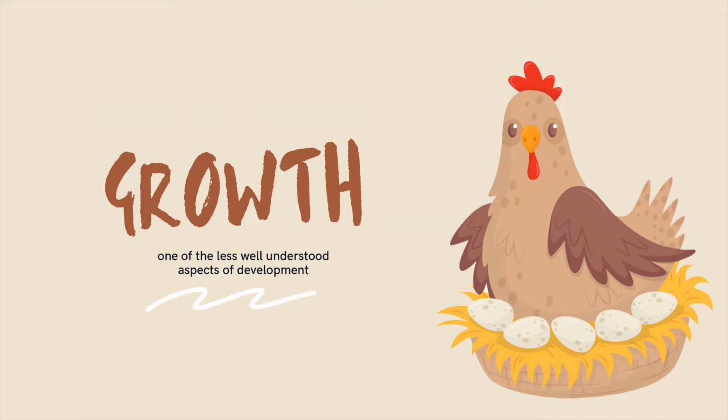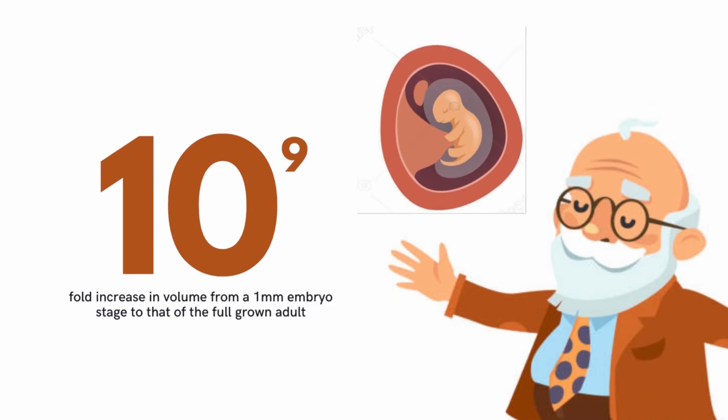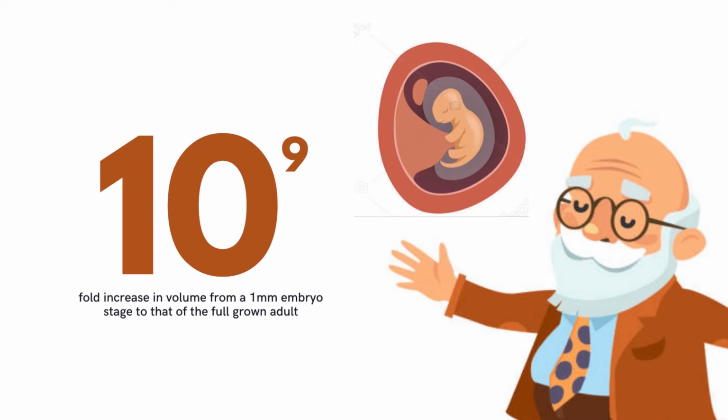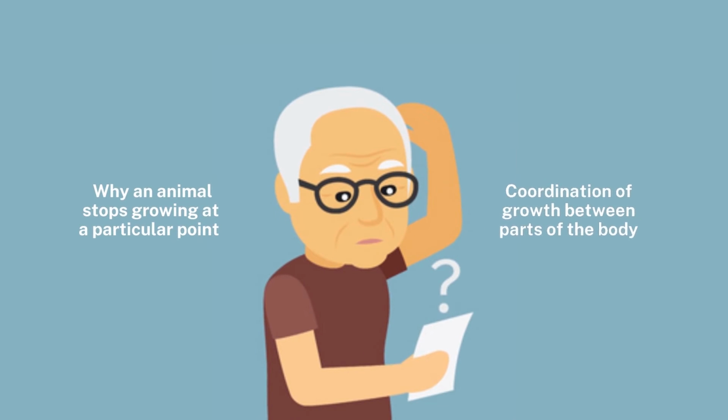In large animals such as the human, there will be an approximately 10 to the 9th-fold increase in volume from this stage to that of the full-grown adult. This enormous change is driven largely by cell division, but also by the secretion of extracellular matrix and by some increase in cell size. However, the overall control of growth is still somewhat mysterious. One problem relates to final size, or why the animal stops growing at a particular point, and the other main issue is the coordination of growth between parts of the body.